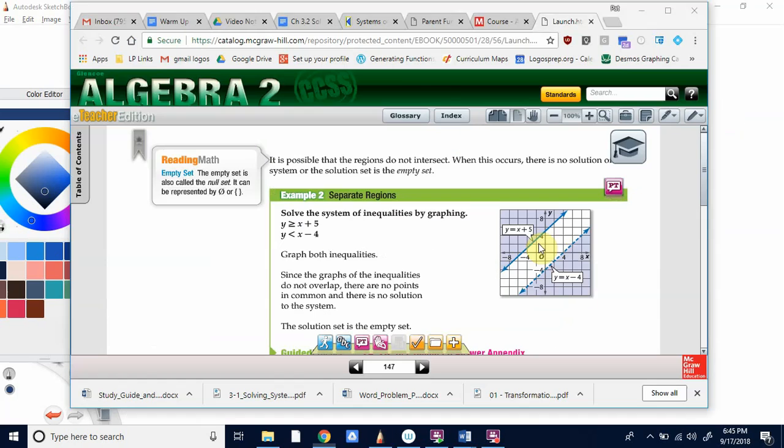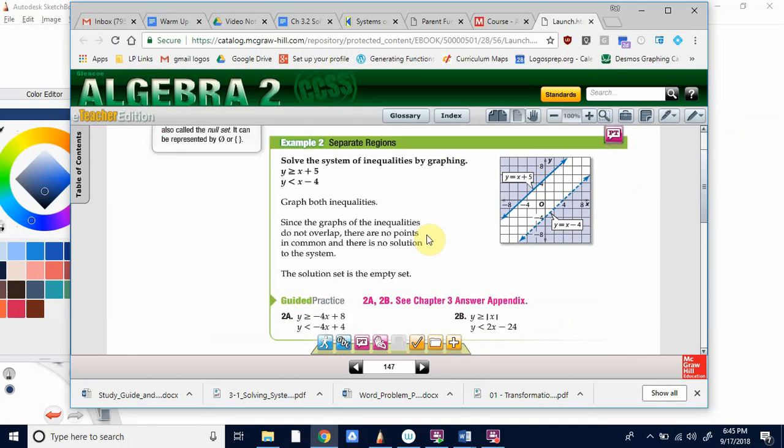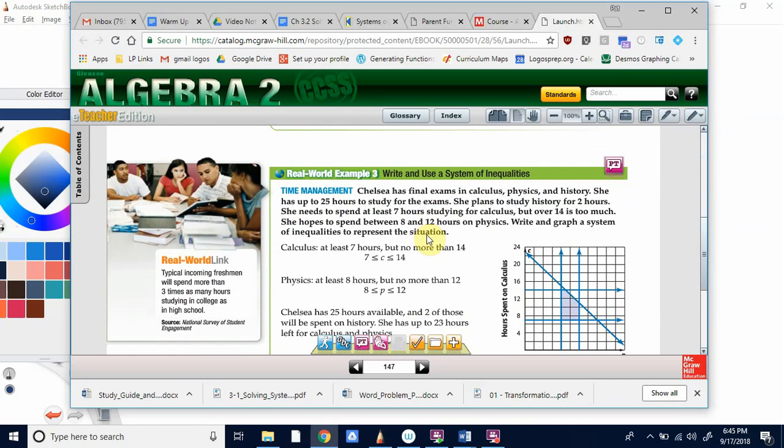Now we're going to look at a real-world example, which is getting us ready for linear programming. It says Chelsea has final exams in calculus, physics, and history. She has up to 25 hours to study for the exam. She plans to study for history 2 hours. She hopes to spend at least 7 hours studying for calculus, but over 14 is too much. She hopes to spend between 8 and 12 hours on physics. Write and graph a system of inequalities to represent the situation.